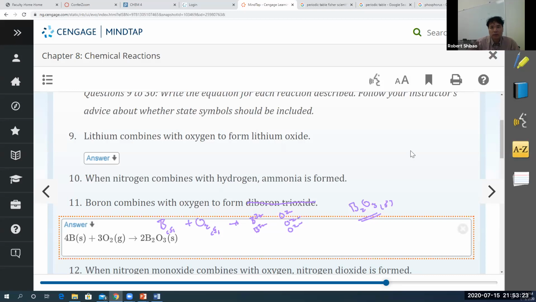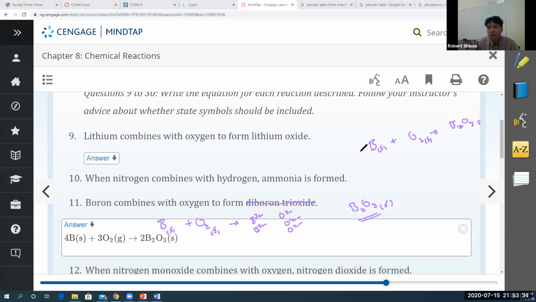Balancing it is just making sure. So we got boron solid plus O2 gas. So it's going to yield B2O3 solid. Now we have 2 borons here, so I can multiply it by 2 here. And then I have 3 oxygens here, shoot, and I have 2 oxygens here. So the easiest thing to do is multiply by 3 halves. 3 halves times 2 is 3. And so that works, but fractions, we don't always want fractions. So to get rid of that fraction, we can multiply by 2. So 4 boron solids plus 3 oxygen gases is going to yield 2 B2O3 solids. And so that's what they got here.